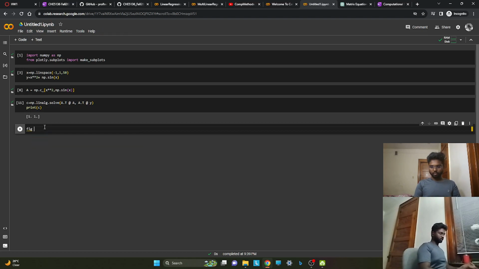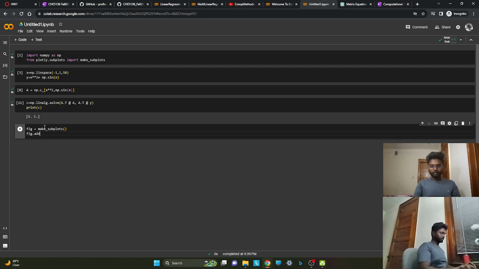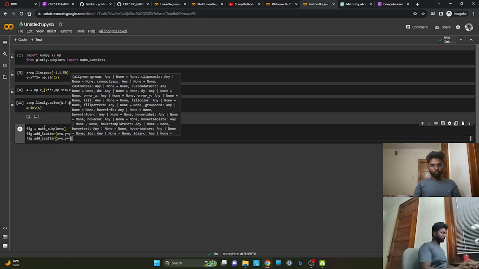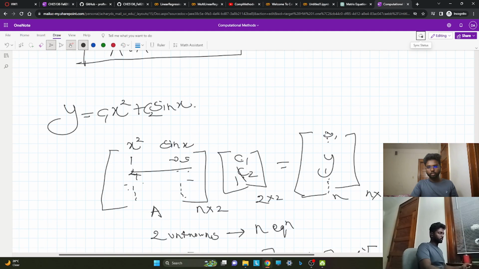To plot it, we'll call fig equal to make subplots, then fig dot add scatter, x is equal to x, y is equal to y, then mode is equal to markers, then fig dot add scatter, x is equal to x. Here y is equal to c. We already got the values of c, and using these values of c we can get this value. See, we got the values of c over here. If you multiply the design matrix with the coefficient matrix, you will get the values of y, which we have calculated.